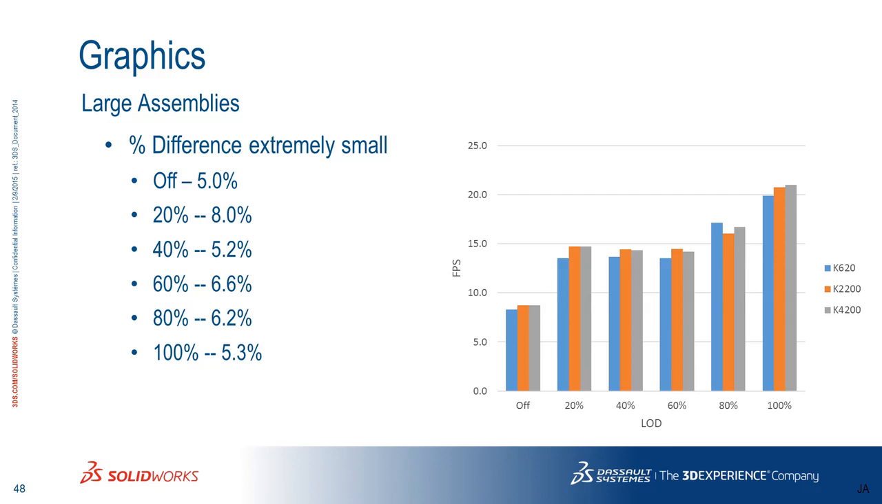To the point that here at 80% of your level of detail, the 620 was actually the fastest in our test. But if you look at the percentage difference, it's very minor. We're within a margin of error. These are practically the same, okay? So we've eliminated any benefit of the graphics card at that point with the large assembly.